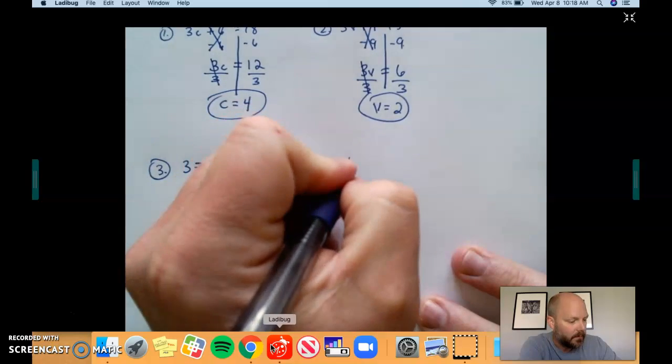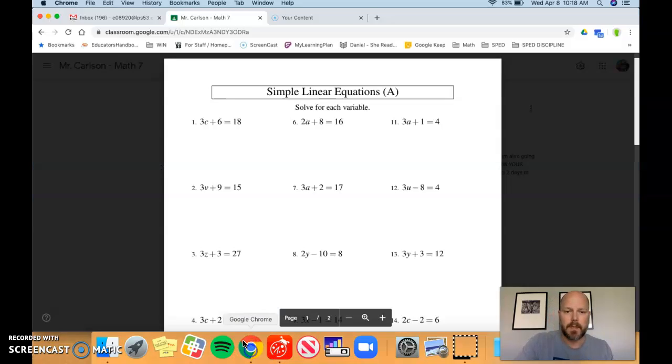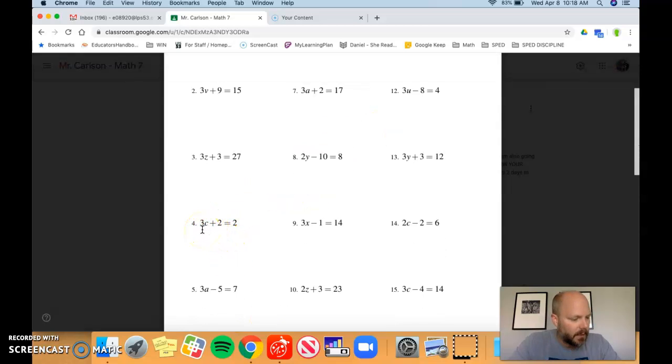Let's look at number 4. Number 4 says 3c, a lot of 3's in this worksheet. I did that on purpose. These are all a number being multiplied by a variable and then adding or subtracting a number, okay? We're doing this on purpose to get you some practice with kind of the same numbers, and then, of course, they'll get a little harder.